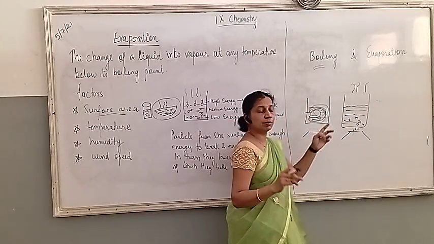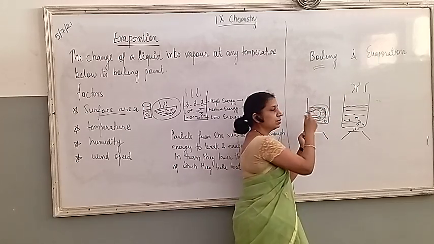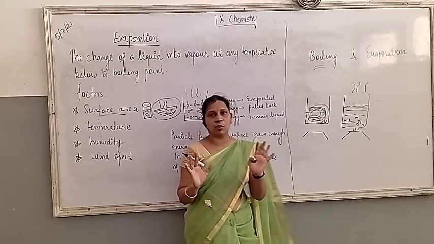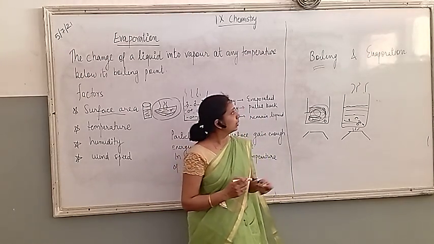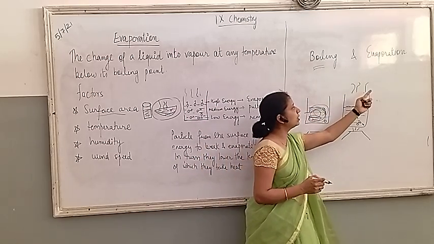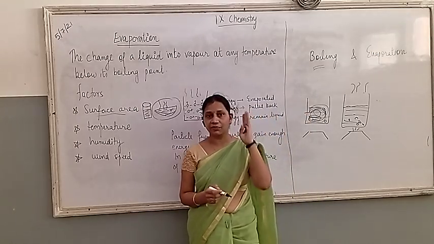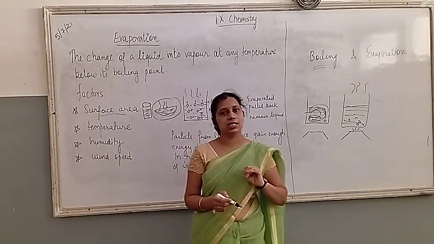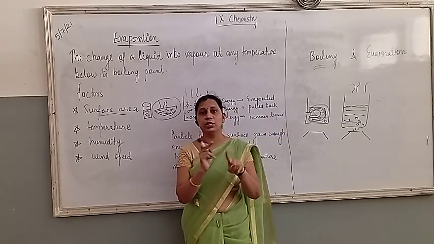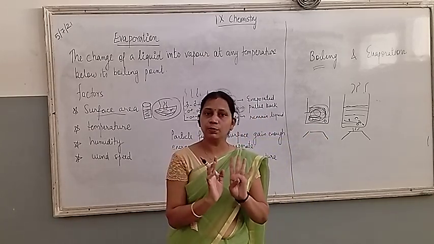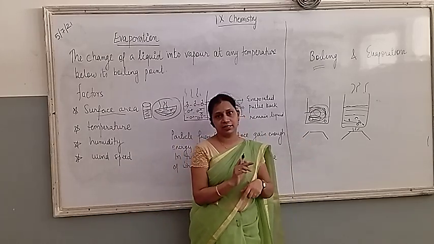But boiling starts only when the whole liquid's particles, down to the bottom, gain enough energy to break the bond, and then they boil. So boiling is a bulk phenomenon, evaporation is a surface phenomenon. Evaporation takes place at any temperature, whereas boiling has a fixed temperature. After that only it will start. And in boiling, there is nothing like cooling of a liquid, whereas evaporation lowers the temperature.